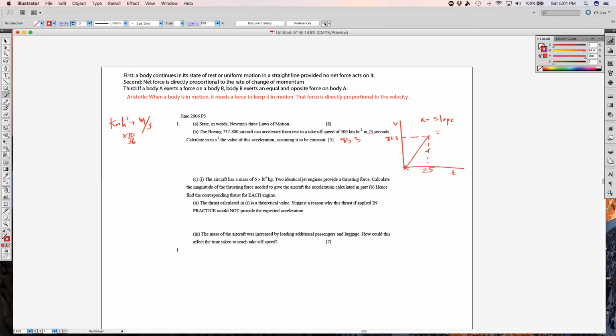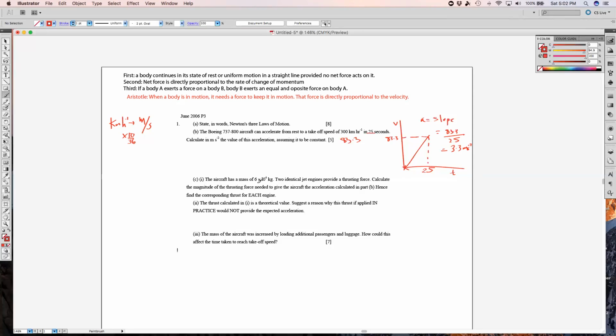The slope of this graph is rise over run. It's rising by 83.3 and the run here is 25. From here, we get that the acceleration is 3.3 meter per second squared. So that is the acceleration.